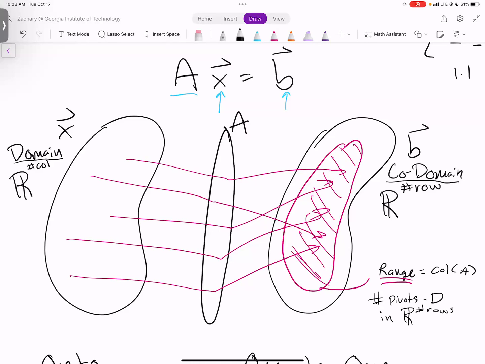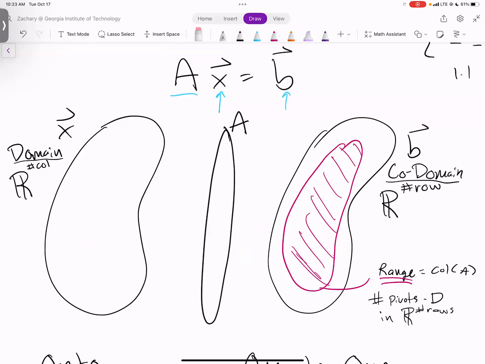That's important. Okay. Now, I'm going to erase these, but keep the blob over there. All right. So once again, this is our range here. And what range also means is if my b is in here, I am consistent for Ax equals b. If my b is out here, I am inconsistent for Ax equals b. Okay. So some other space that I like to talk about is the null space.